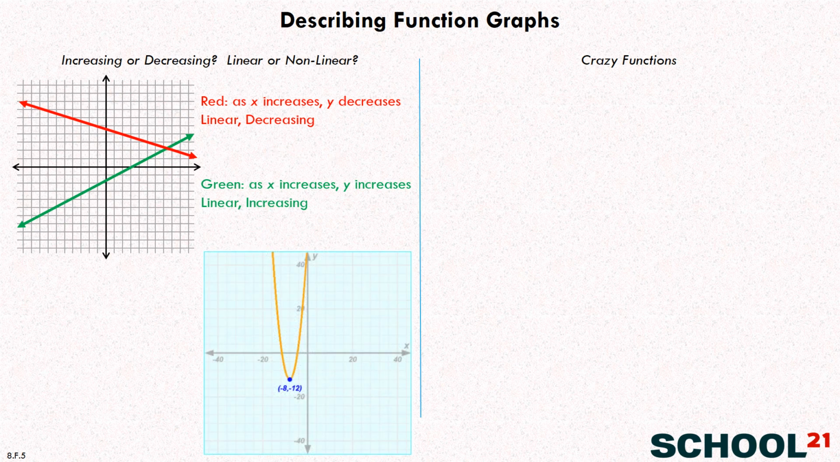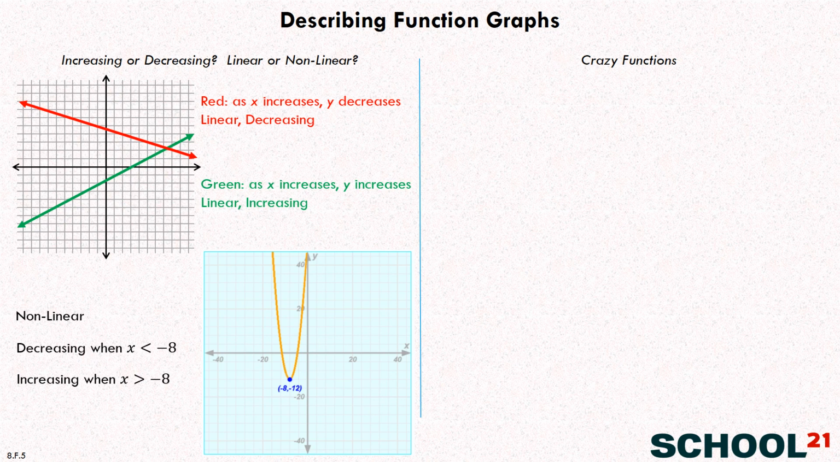Now let's look at a nonlinear function here. We know it's nonlinear because the graph is a curve. It's not a straight line. And it looks like sometimes it's decreasing and sometimes it's increasing. So when we have a situation like this, we have to describe what's happening at the different parts of the graph. So first of all, we can say this is nonlinear, and then we can say, well, when x is less than -8, as x increases, y is decreasing. It's kind of curving down like this. And then when x is greater than -8, the function is increasing. So this is how we describe those.